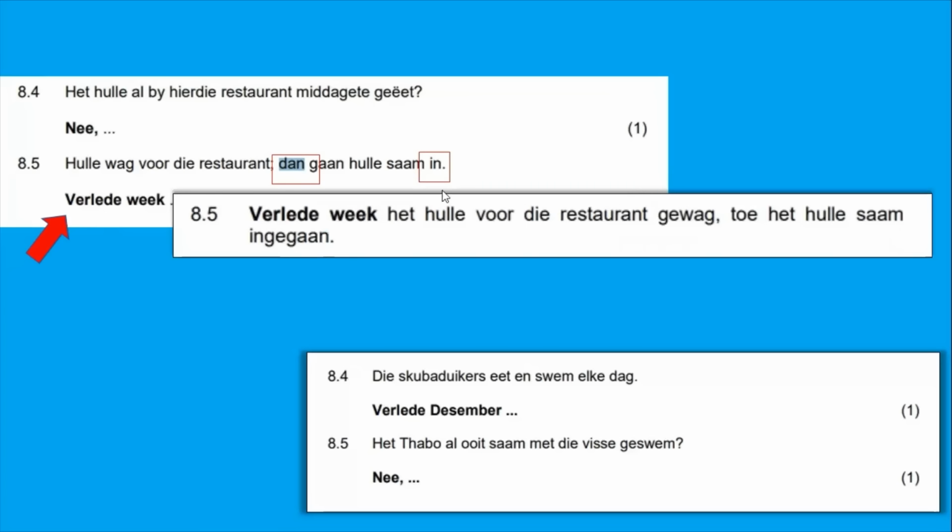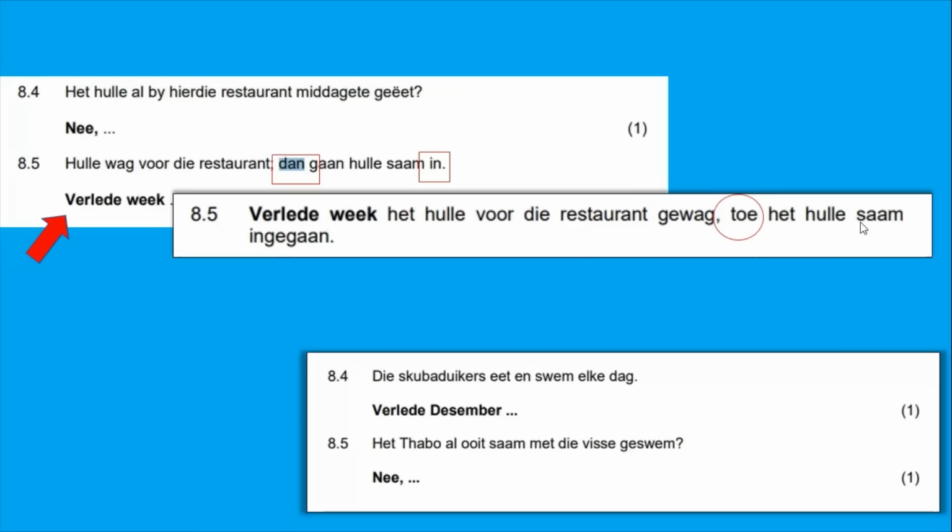So verlede week het, it's past tense, hulle voor die restaurant gewag. Okay, so we did that part. Hulle wag vir die restaurant, hulle het vir die restaurant gewag. And then dan changes to toe. Because dan gebeur iets is at the moment or future, maar toe het iets gebeur is past tense.